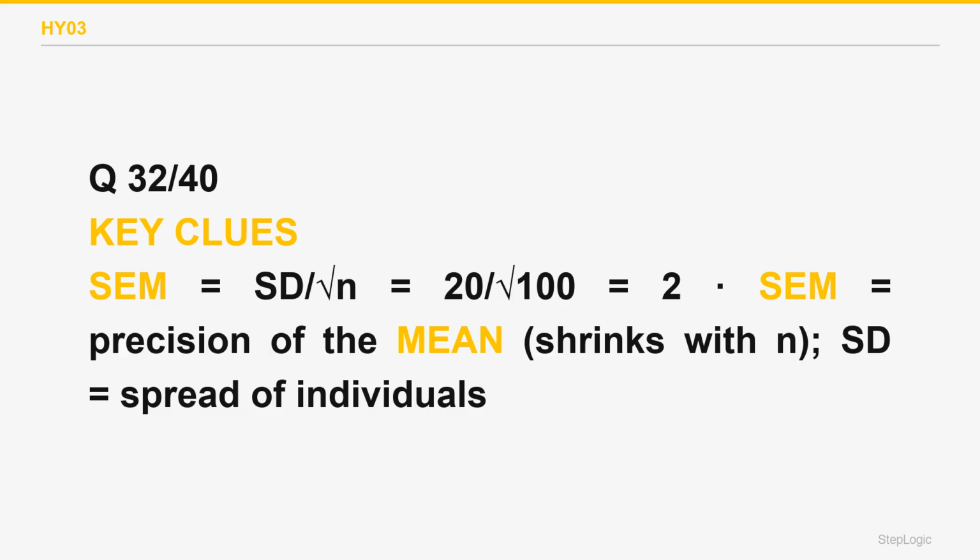The standard error of the mean equals the SD divided by the square root of n, 20 over the square root of 100, which is 20 over 10, or 2. The SEM measures how precisely the sample mean estimates the true mean, and it shrinks as sample size grows. The SD, by contrast, measures the spread of individual values and does not fall with more data.